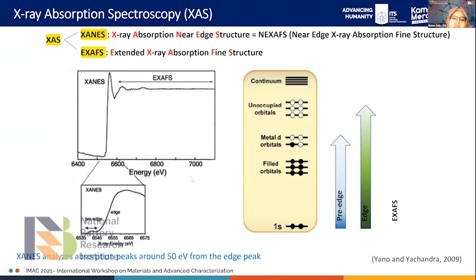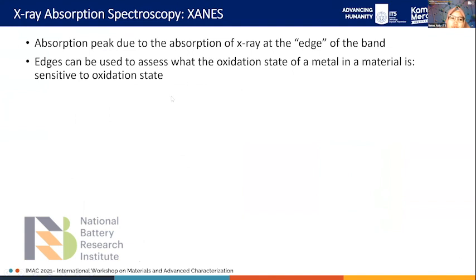What we can see from this spectrum is that this pre-edge peak is related to the excitation of a photoelectron from the core electron to the empty d orbitals. The rising peak here, at the edge region, is related to the excitation of core electron to the unoccupied orbitals. And then the EXAFS here is related to the excitation of core electron to the continuum region or continuum level. So here, the absorption peak is due to the absorption of X-ray at the edge of the band in XAS.